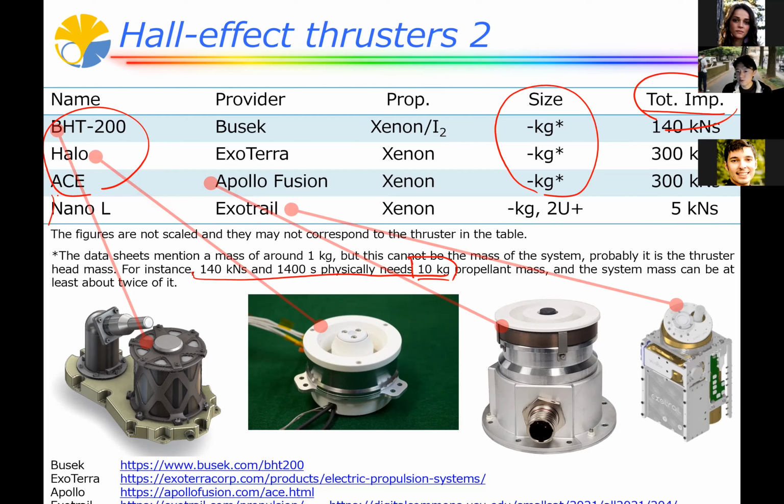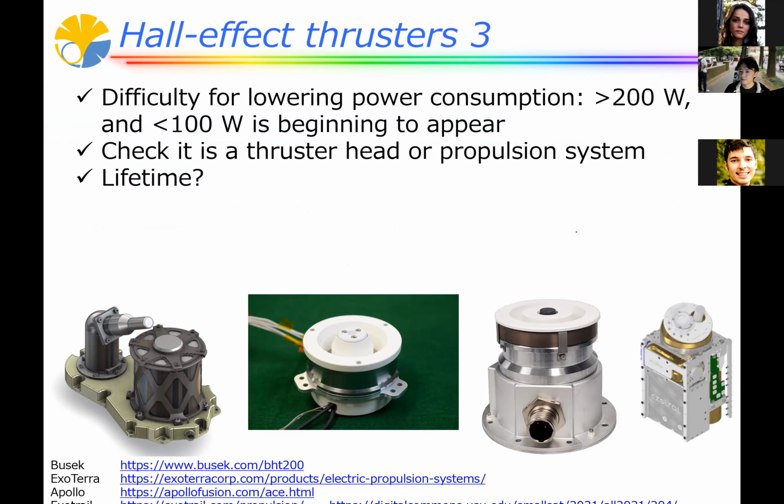In the case of the fourth propulsion system, this one was developed for CubeSat usage. The size is 2U plus, and I could not find the mass, but I'm sure that it would be less than 10 kilograms. In this case, you can install this Hall effect thruster on a very small satellite like a CubeSat.